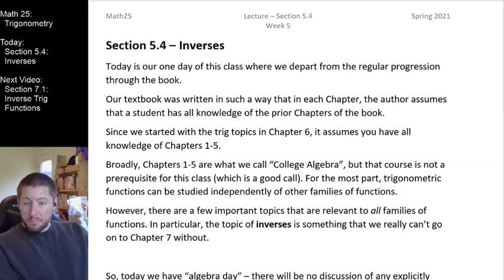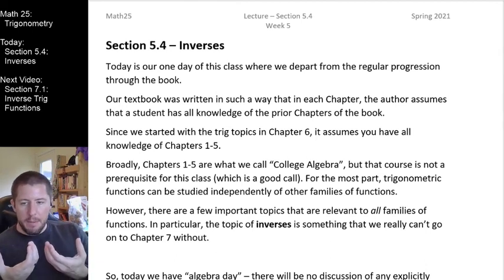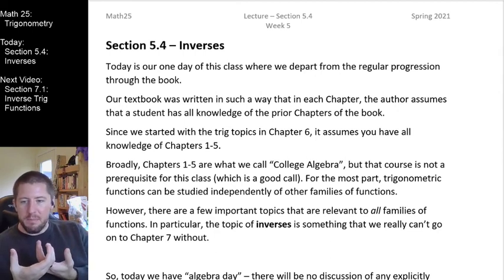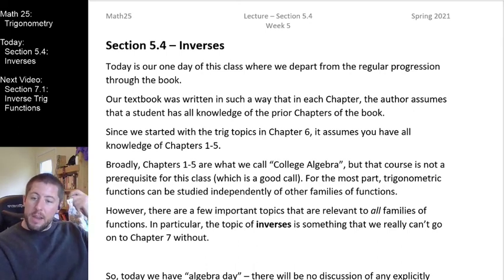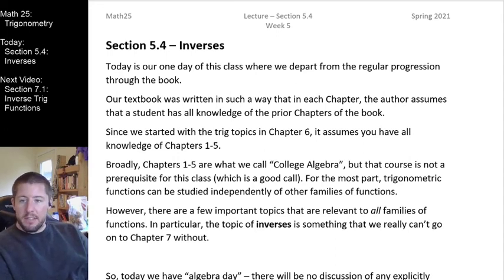So basically, most of our topics in college algebra can be studied independently of the topics that we study in trigonometry, but there is some overlap of things that belong to all of the families of functions. In particular, the topic of inverses is something we can't go on to chapter 7 without having. So we're going to pull back to one section of chapter 5 today to make sure we understand what we need to know about inverses, since section 7.1 is inverse trig functions.